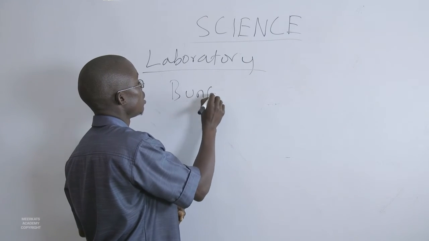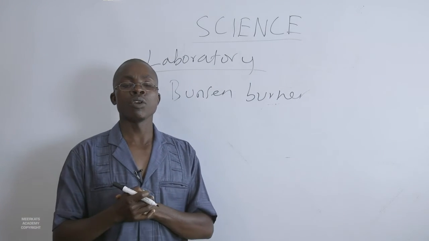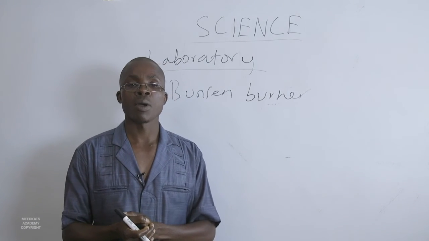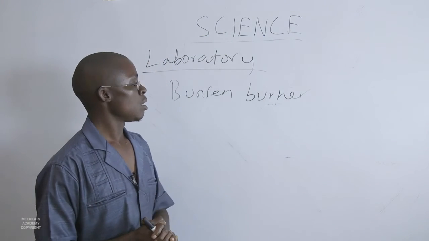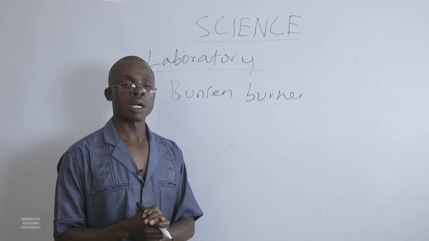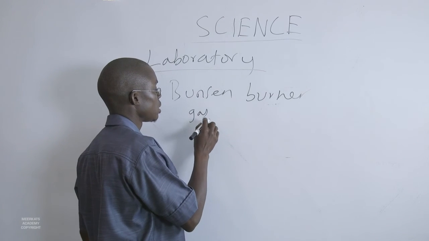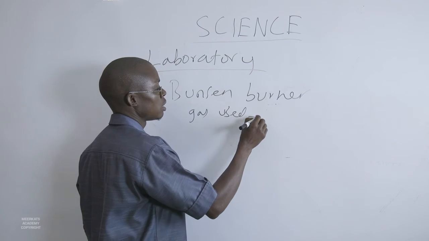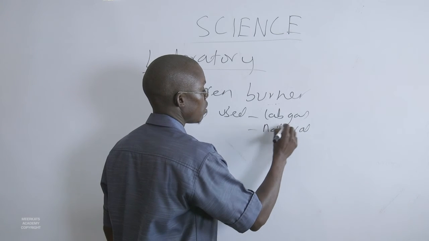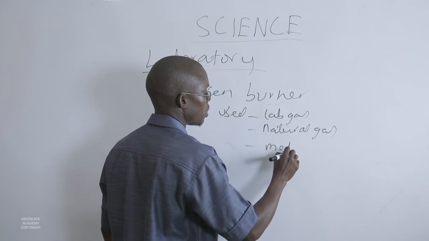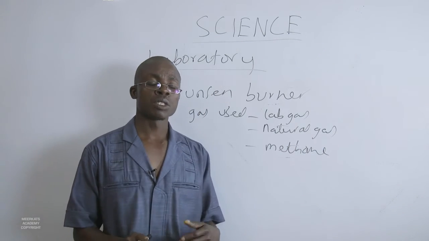So we look at the Bunsen burner. Now the Bunsen burner is the main source of heat energy in most of the labs we have. We get that energy by burning a gas, which has three common names. We call it either lab gas, natural gas, or methane gas. Any of these three names mean the same.